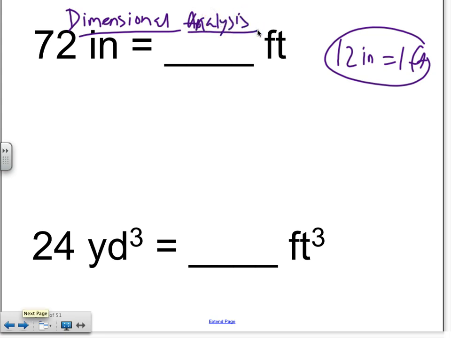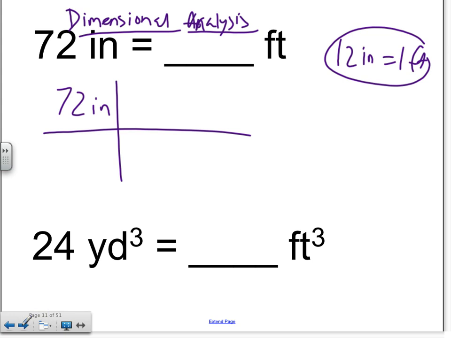Well, we start with this. In dimensional analysis, we set up our conversion as a fraction, just like always. In this case, we want to convert 72 inches into feet, right? So we start out with 72 inches. You can certainly set it up as a box, and I think it's better if you organize it as a box. Here's the next thing we know. The conversion rate says I have 12 inches in 1 foot. Watch what happened though. Notice that I put the 12 inches down here and 1 foot up here.